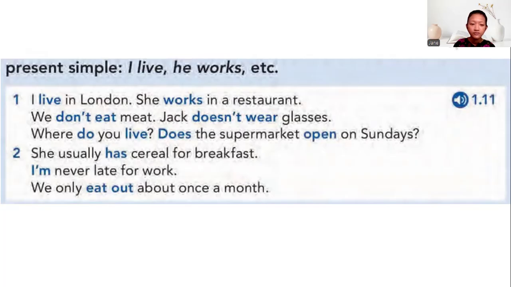2. She usually has cereal for breakfast. I'm never late for work. We only eat out about once a month.